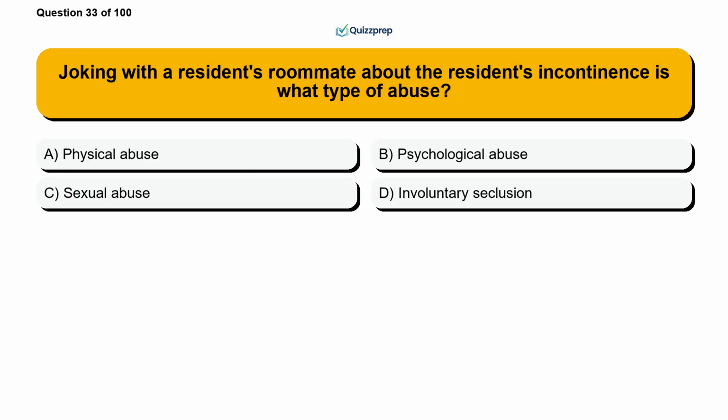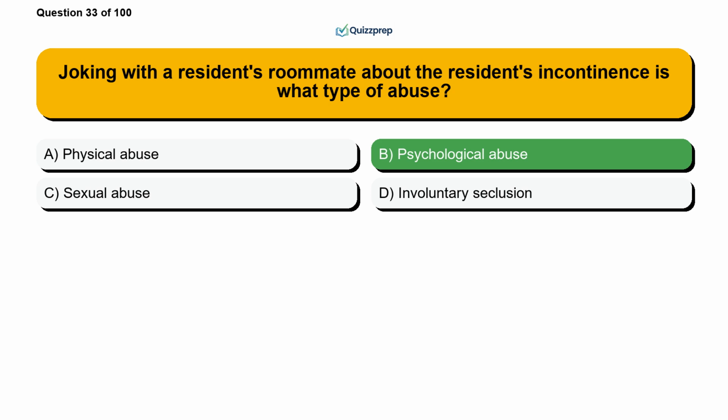Question 33. Joking with a resident's roommate about the resident's incontinence is what type of abuse? Option A, physical abuse. Option B, psychological abuse. Option C, sexual abuse. Option D, involuntary seclusion. The correct answer is option B, psychological abuse.